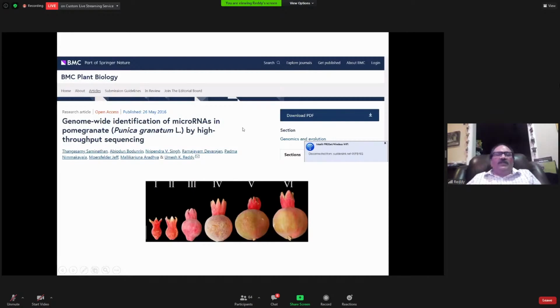One is where he identified microRNAs across the developmental stages of pomegranate. So using these microRNAs, we can understand various things, like how to produce resistant pomegranates, because fruit cracking and bacterial blight are very nasty diseases, right? Once we know the microRNAs, we can identify appropriate ones for further research.